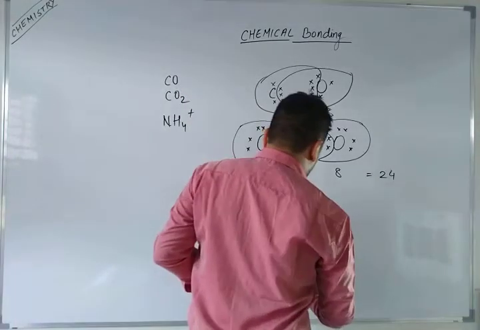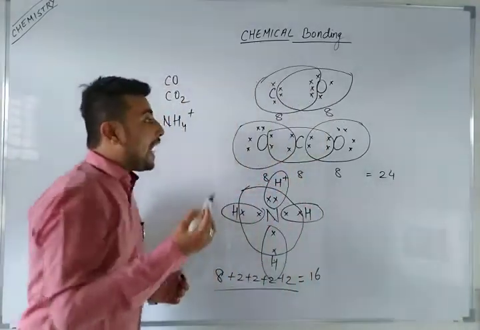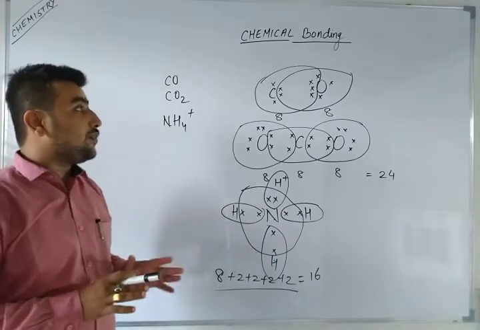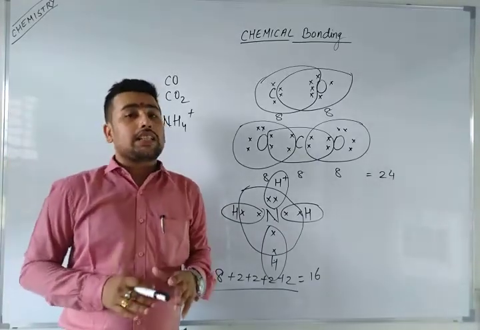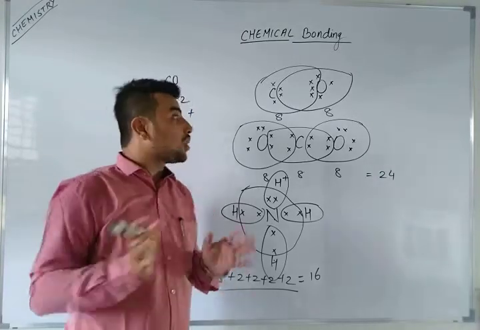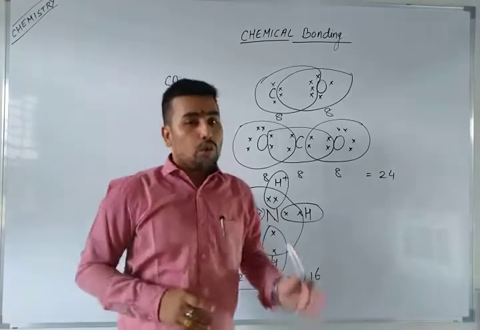Remember, whenever you want to calculate the total number of valence electrons of any atom, you have to just complete both the atoms' octet. As already I have informed you in the covalent bonding, both the atoms share their electrons and they form a covalent bond.